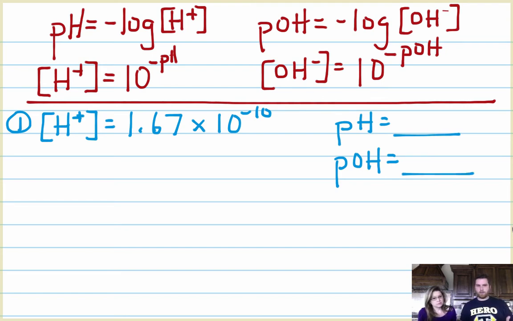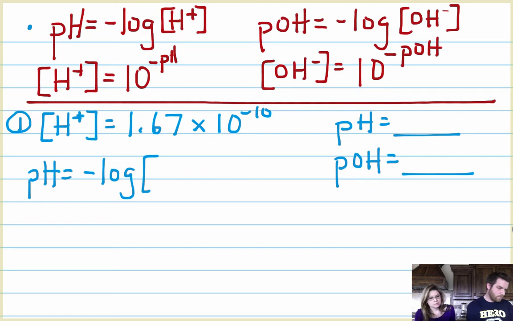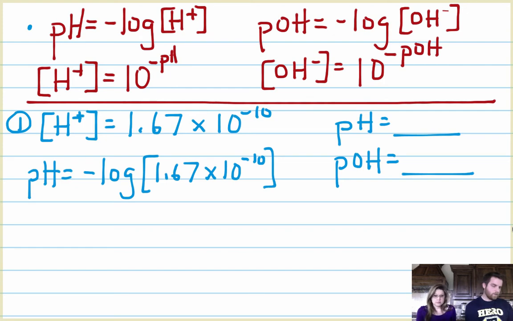I'm given hydrogen ion concentration, so I can use this one right here, right? Well, if we're looking for pH, then yes. We'll just use the one that says pH first. So I'm going to plug this in. My pH is going to be equal to negative log of 1.67 times 10 to the minus 10. Don't forget to use your E button. Okay, so I plug this in and I get my pH is equal to 9.78.